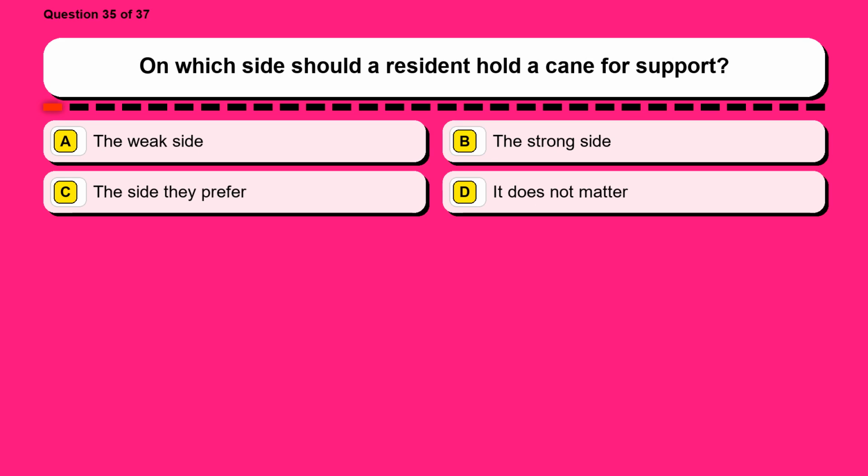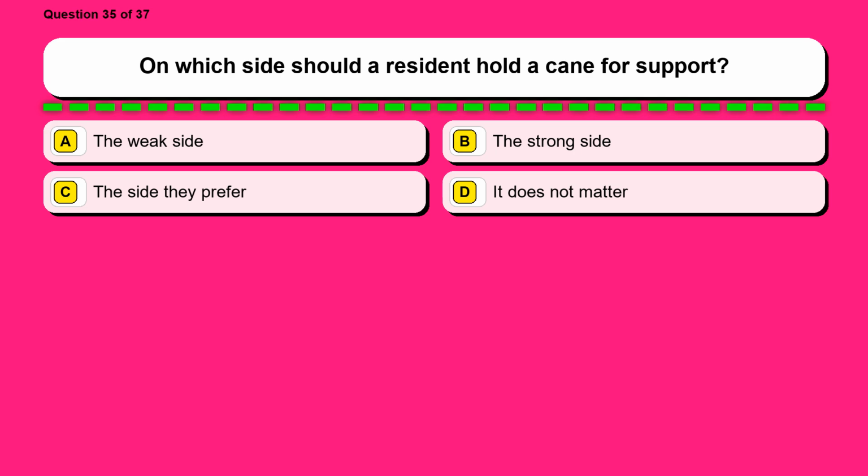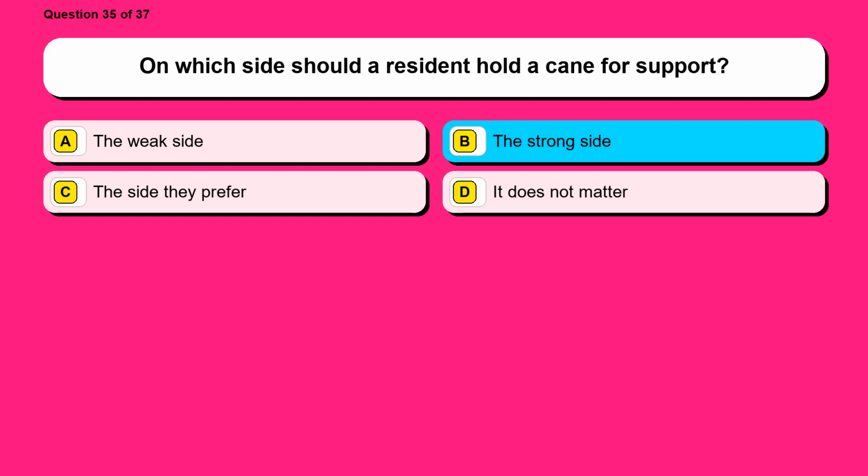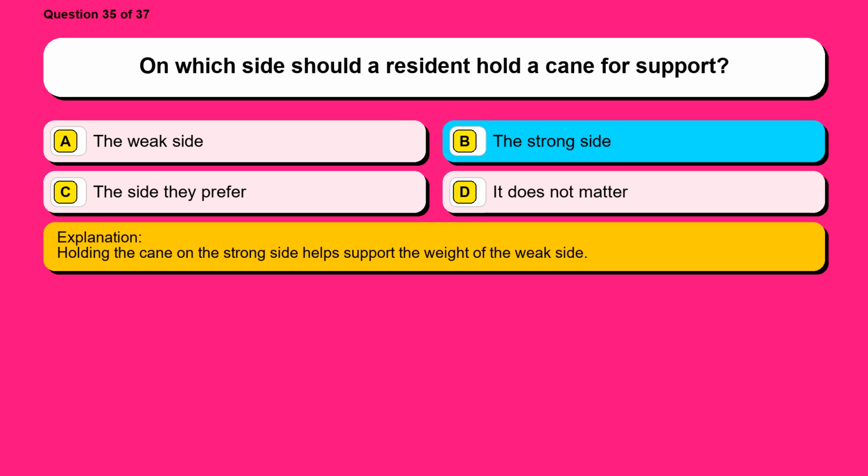Question 35. On which side should a resident hold a cane for support? Option A. The weak side. Option B. The strong side. Option C. The side they prefer. Option D. It does not matter. The correct answer is option B. The strong side. Holding the cane on the strong side helps support the weight of the weak side.